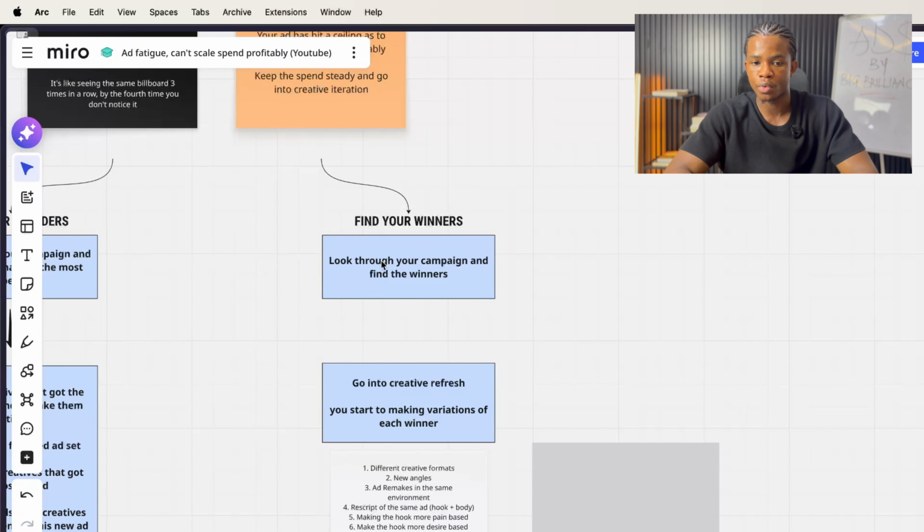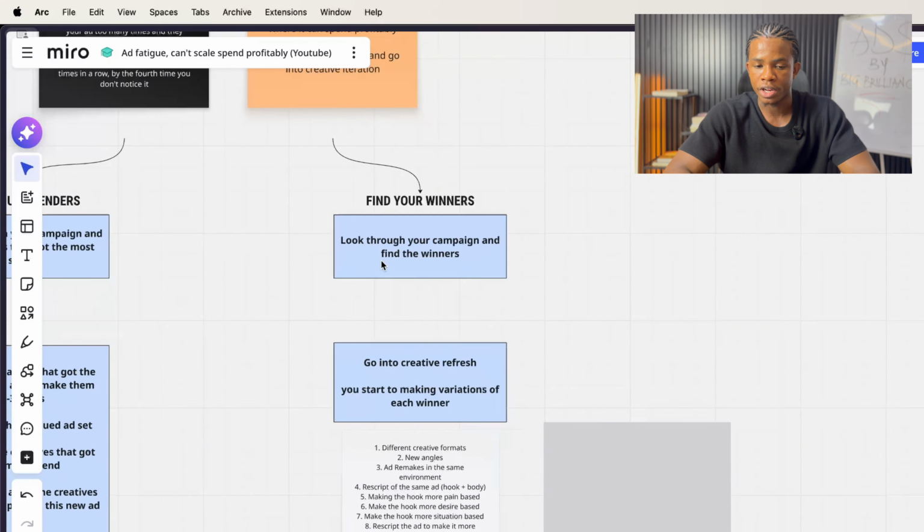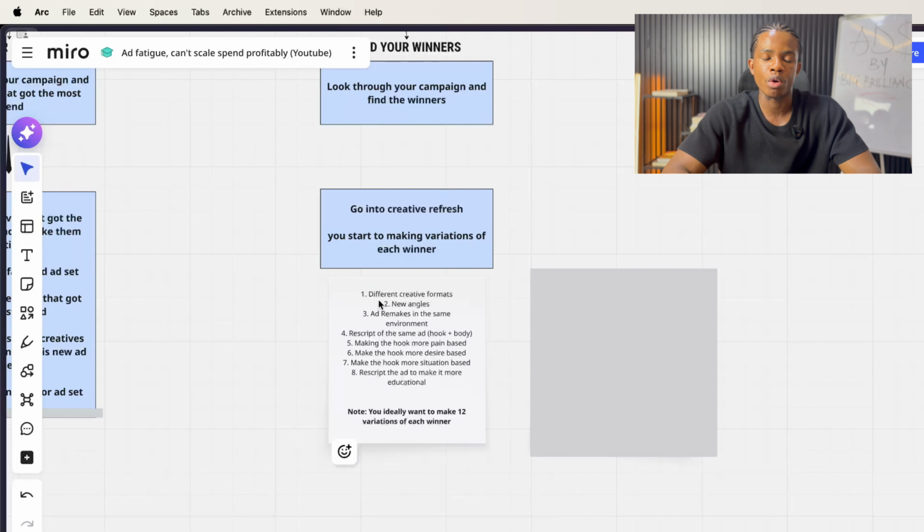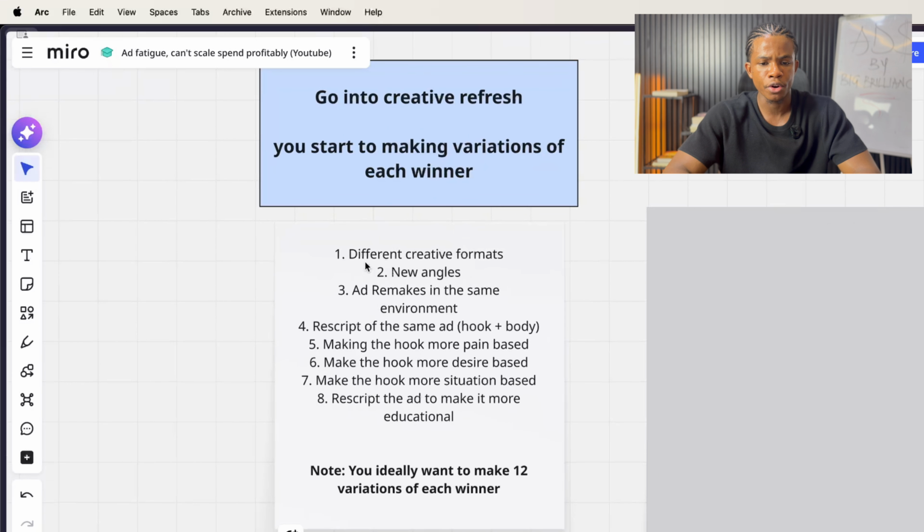Since you're in KPI already, you want to look through your campaign and find the winning ads that you have. And you want to go into creative refresh mode, which means you start to make variations of each winner. Usually what we like to do is different creative formats like B-roll, some selfie style stuff, some green screen stuff. You want to engage in these organic creative formats. These are going to be very helpful for you.